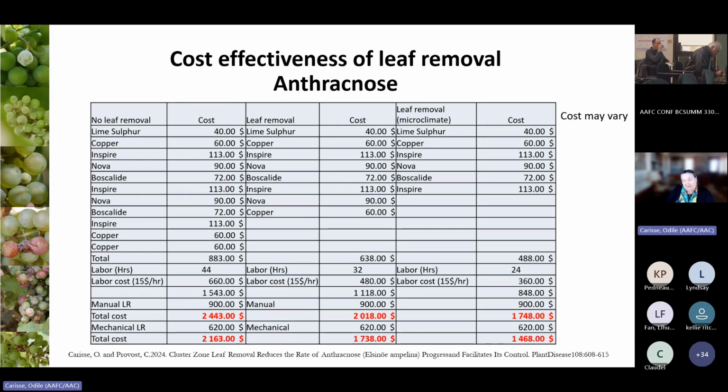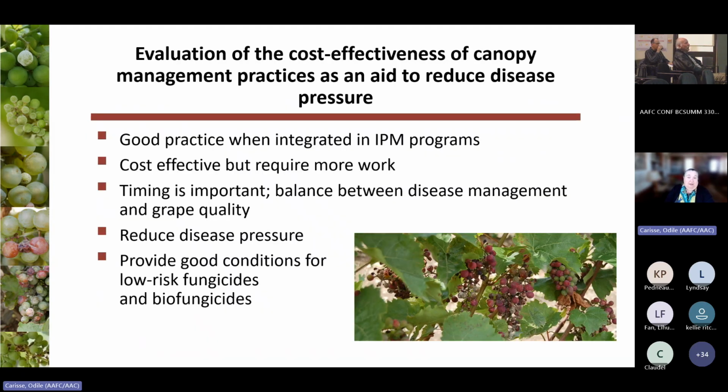So in that case, we see a benefit in terms of disease management for both diseases and in terms of cost of production. We concluded from that it's a very good practice. I must mention, however, that here the leaf removal was really done with a focus on disease management. So it was done a little bit earlier than usual, because we wanted to target the most important infection period of the different pathogens. It's cost effective, even though it requires more effort.